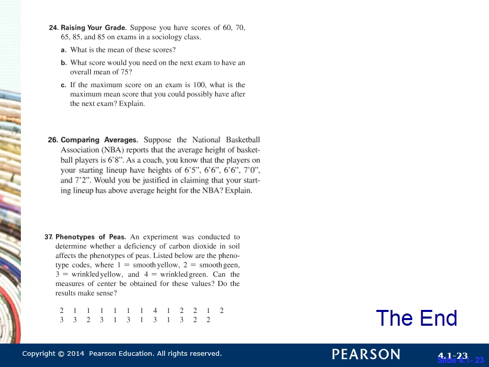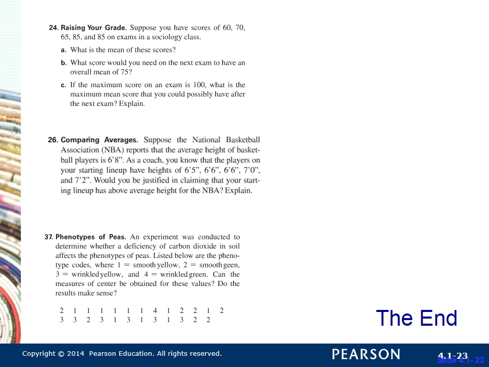So if I add my 60 plus 70 plus 65 plus 85 plus 85, that was 365 that you got when you added those up a few minutes ago. If I want an overall mean of 75 over 6 grades, I'm going to multiply 75 times 6 to see how many points I need total. So 75 times 6 says I need 450 points in order to have an average of 75. Check that out. 75 times 6 is 450.